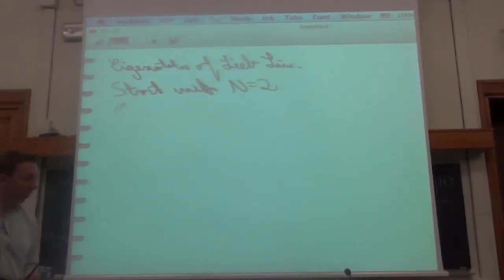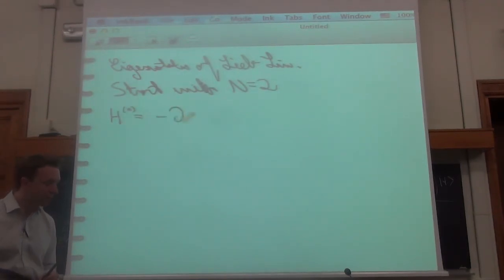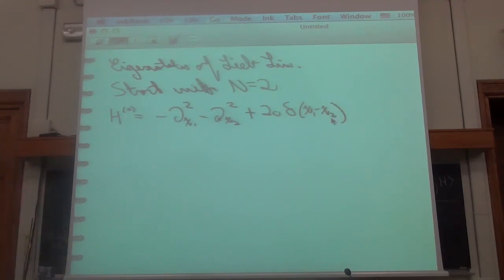So the Hamiltonian that we will consider is the two-particle form of Lieb-Liniger. We will just have minus ∂²/∂x1² minus ∂²/∂x2² plus 2c times delta of x1 minus x2. Okay, now you've all solved essentially this problem in basic quantum mechanics. You have certainly all solved the problem of scattering from a delta function potential. And you will remember that the consequence of a delta potential is to introduce a cusp in the wave function.